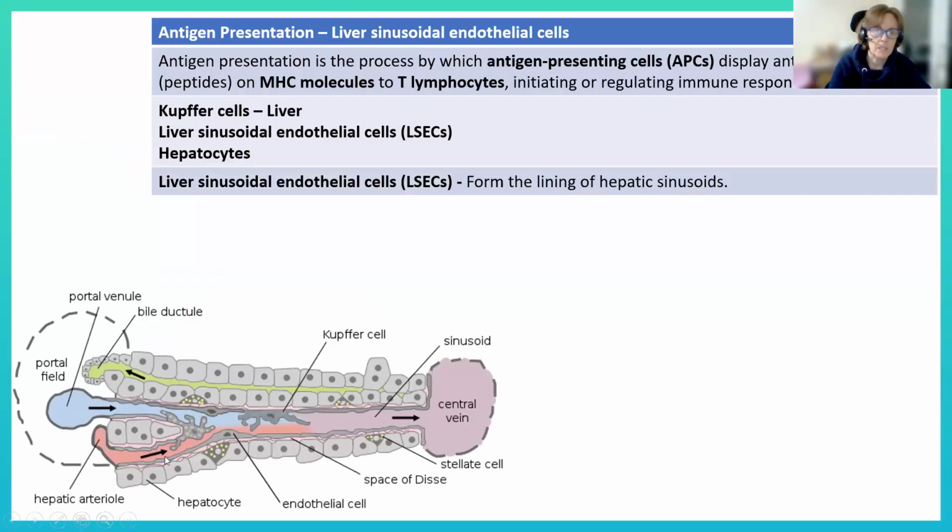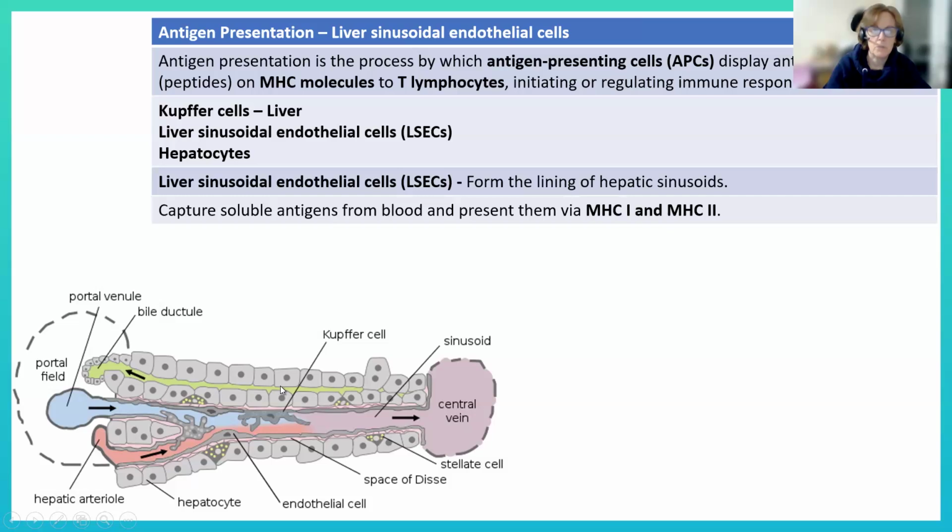So we've also got these endothelial cells lining the hepatic sinusoids here. And these are able to capture soluble antigens from the blood that are just floating around and present them via their major histocompatibility complex molecules.